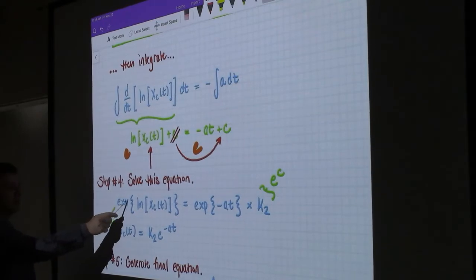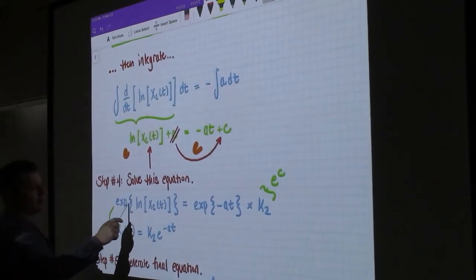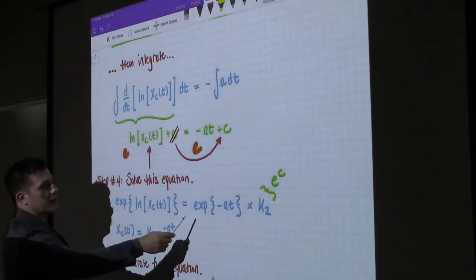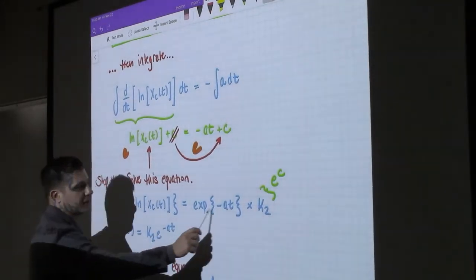So, and that's what this is. The natural exponent, or natural e to the natural log of x sub c, gives us x sub c. And then we do the same thing to the other side.